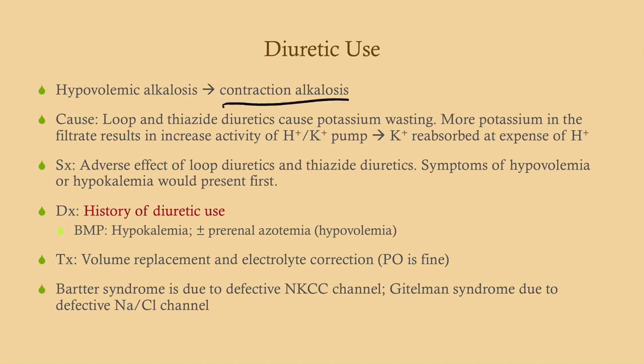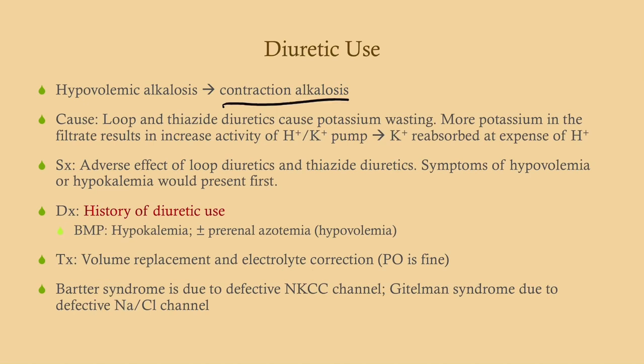The cause here is, of course, diuretic use. Basically, what's happening is you have more potassium in the filtrate when you use these medications. And in order to get potassium back into the blood, it comes at the expense of acid. So you'll have more acid in the urine and thus less in the blood, causing an alkalosis.